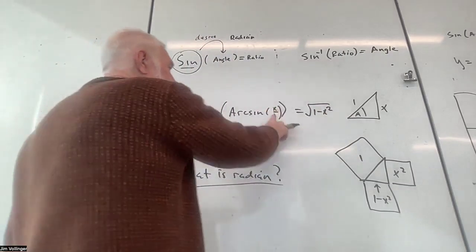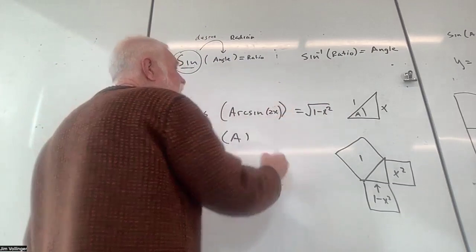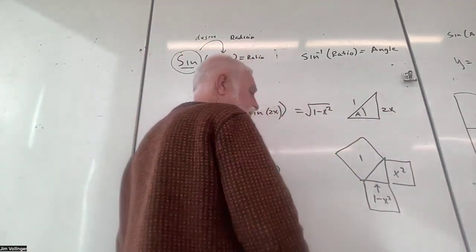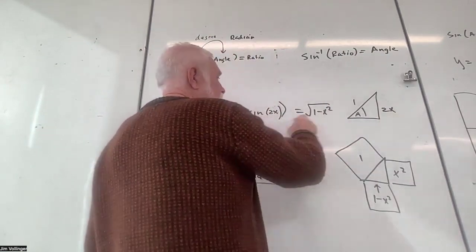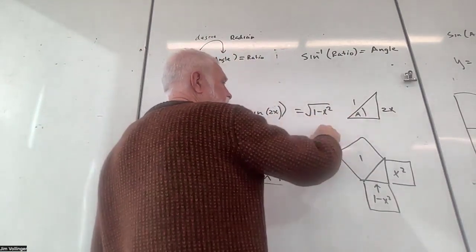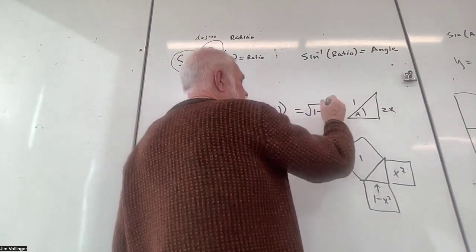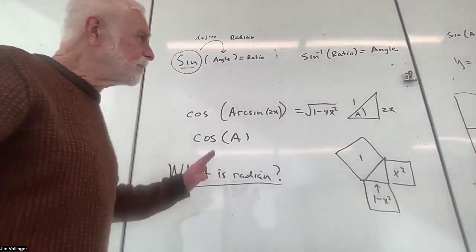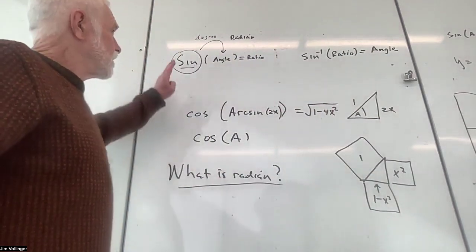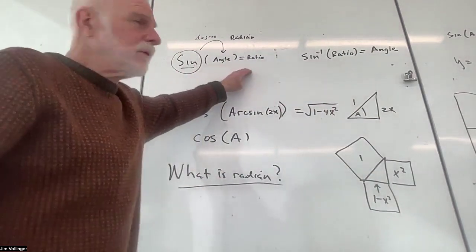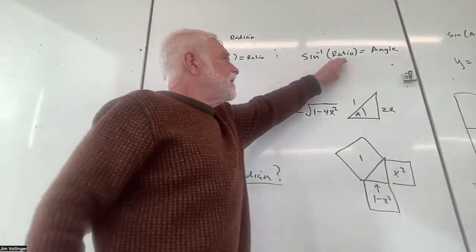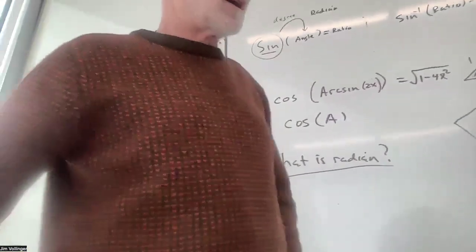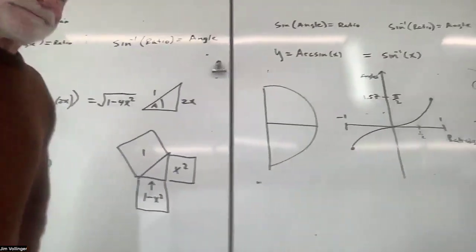What would happen if this was 2x? Hopefully you'd come over here and you'd write 2x. And therefore the cosine of this would be the square root of 1 minus 4x squared. Hopefully you're getting the gist of that. All right, so that's important to know. Language. The sine of an angle gives us a ratio. The arcsine, or the sine inverse of a ratio, gives us an angle. And we'll elaborate on that as we go along, as in right now.